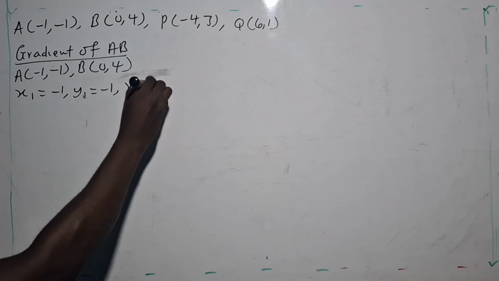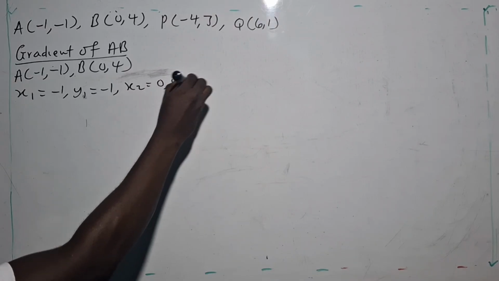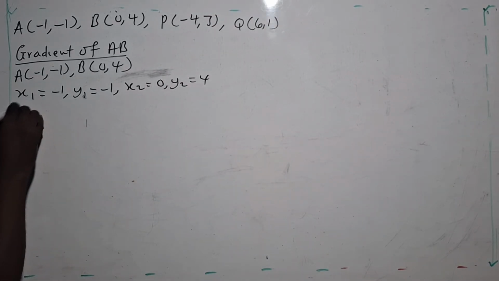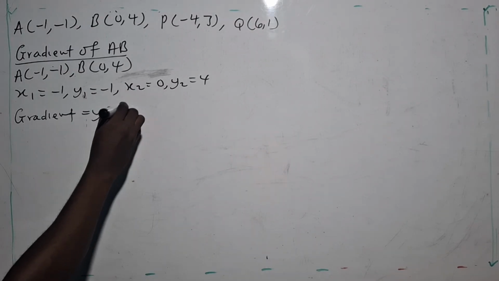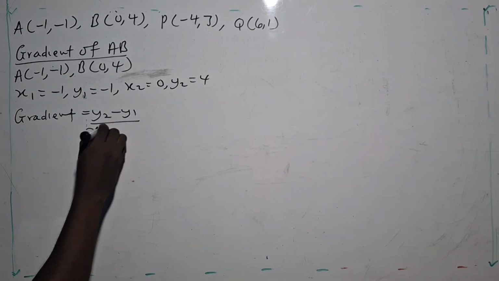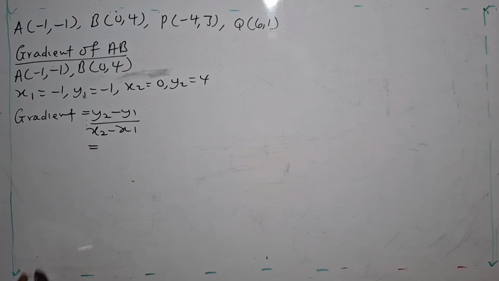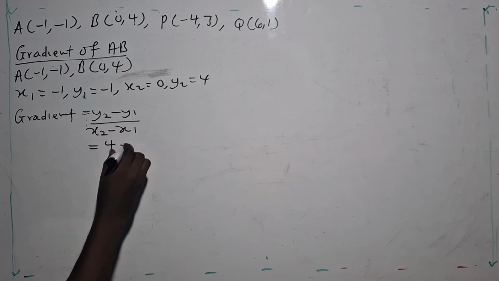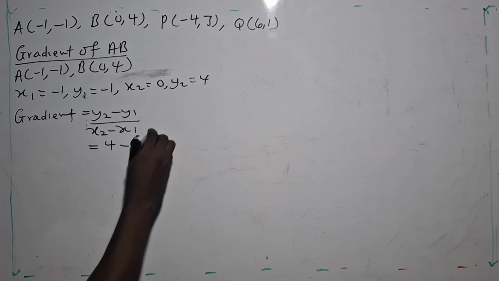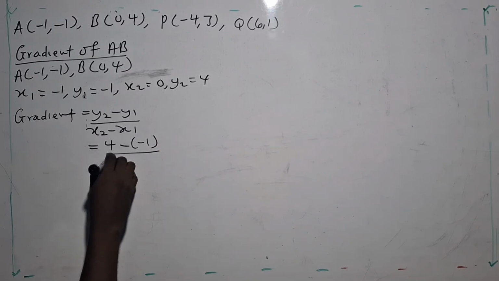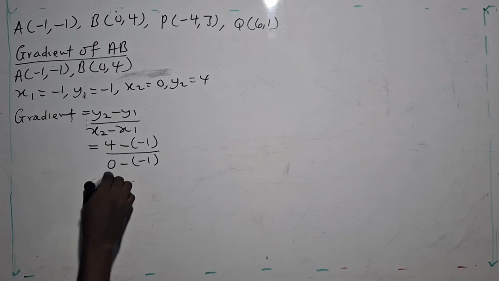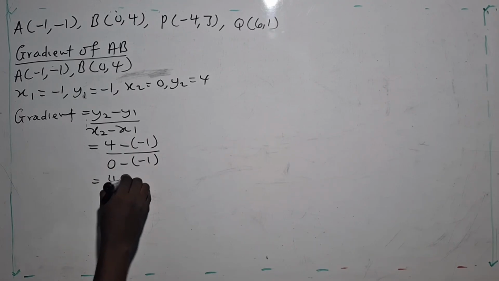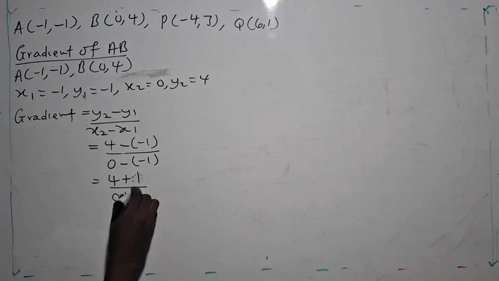So x2 is 0, y2 is 4. So the gradient formula is y2 minus y1 over x2 minus x1. Now what is y2? 4. What is y1? Negative 1. All over x2, 0. x1, negative 1. So 4 minus negative 1 will give me plus 1. Sorry, all over 0 plus 1.